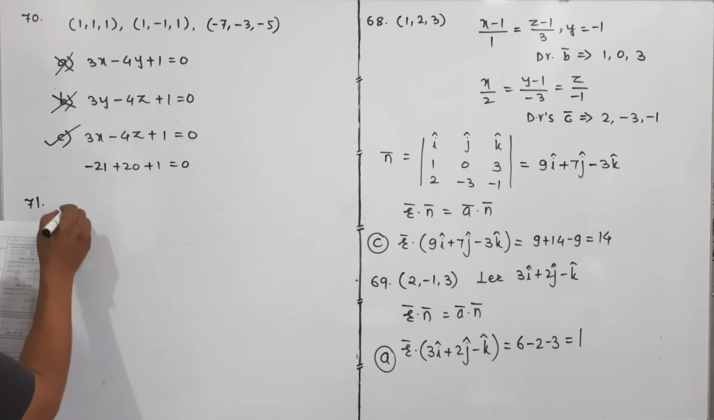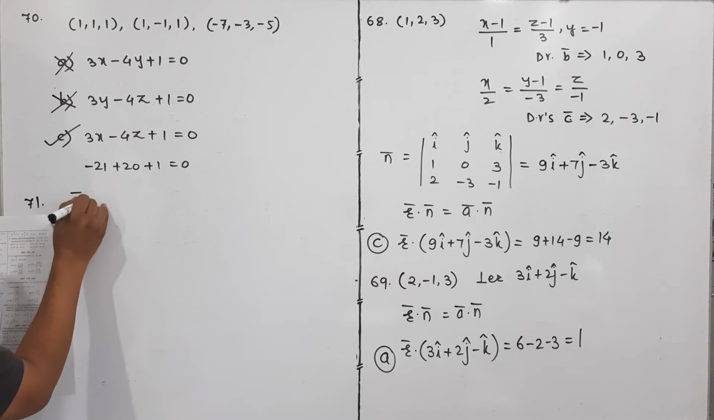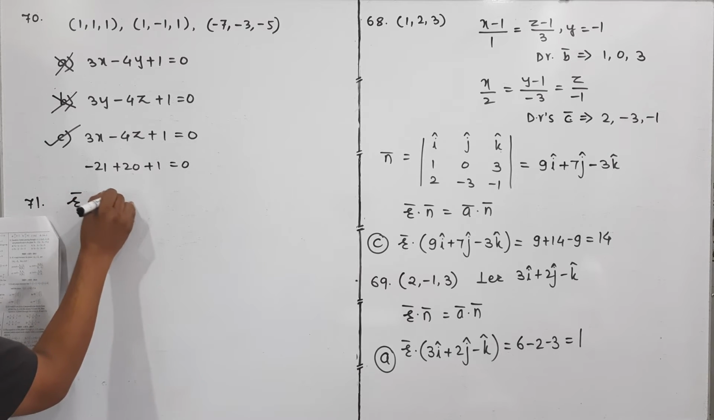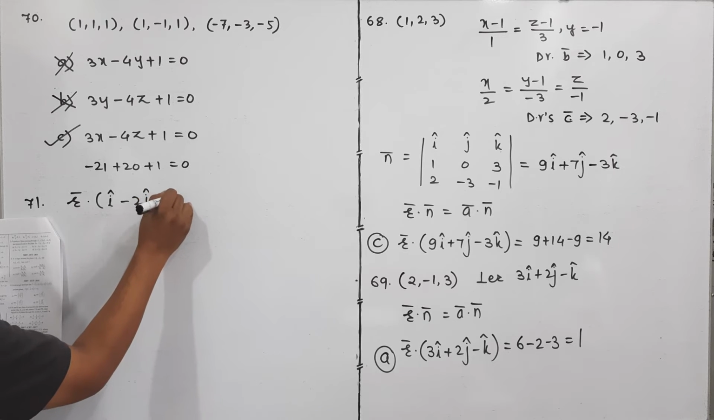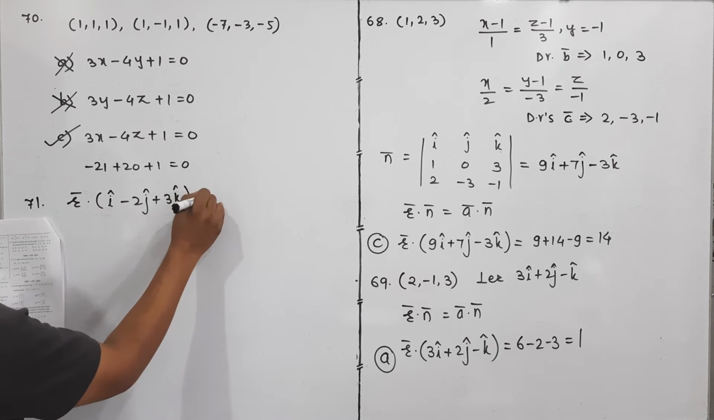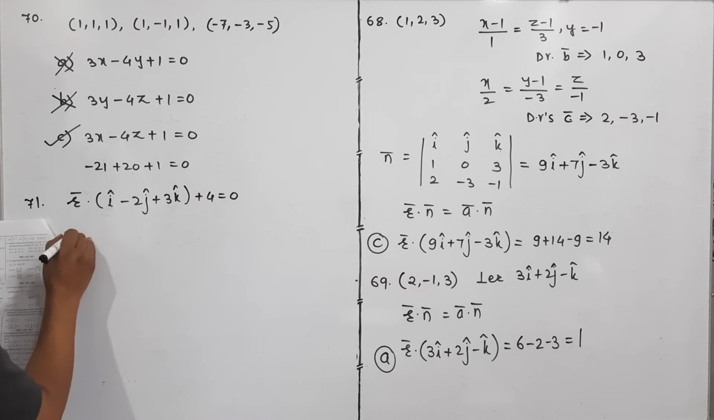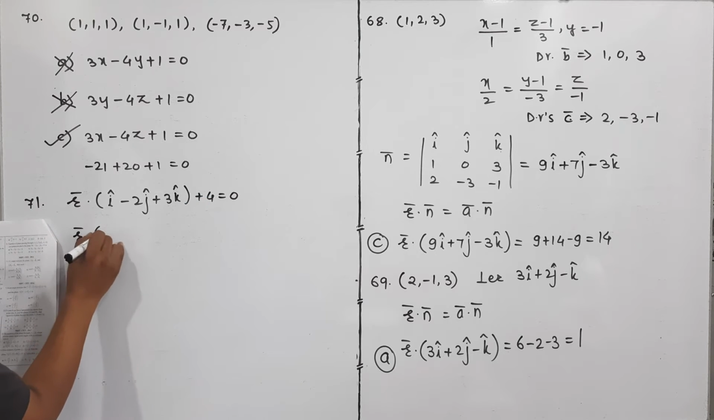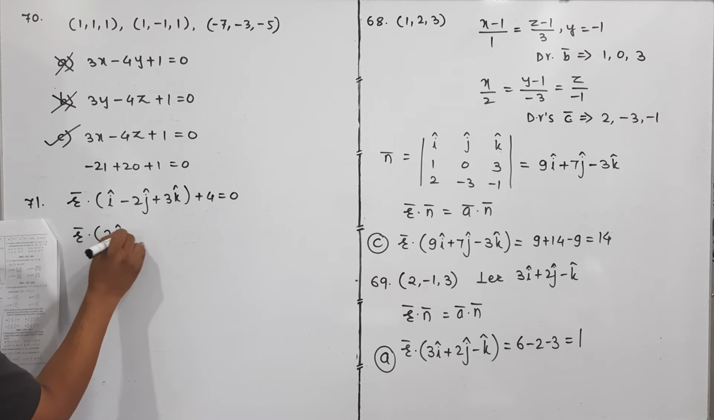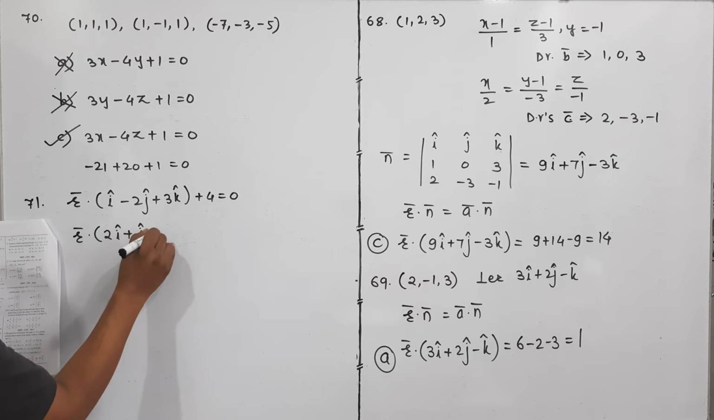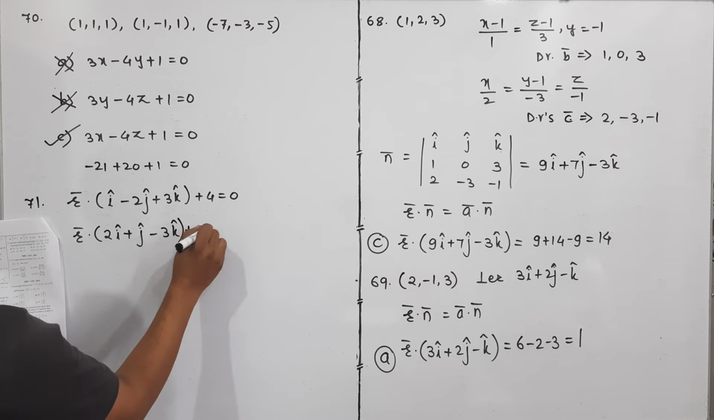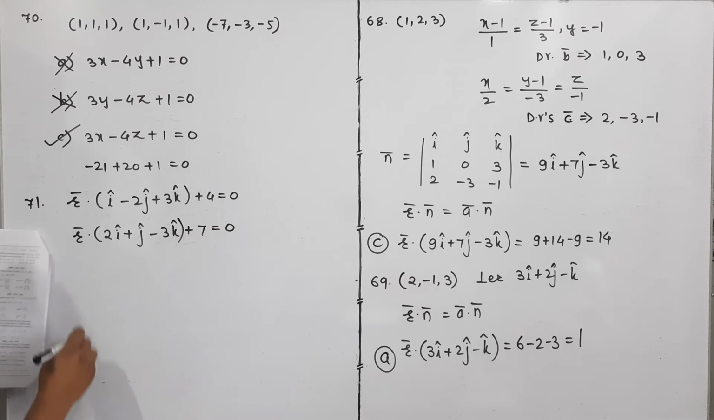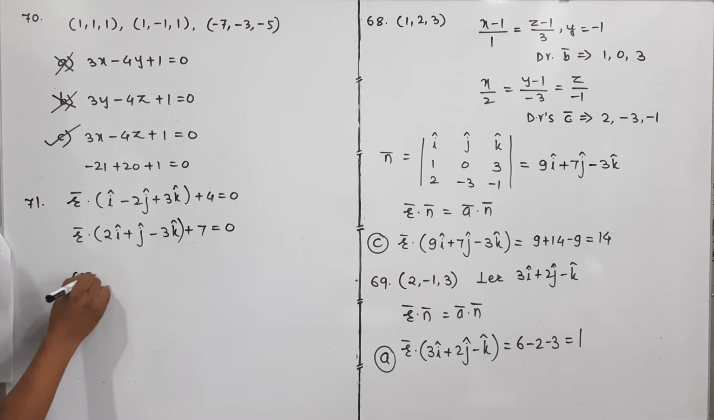एंगल बिटवीन द प्लेन्स r वेक्टर डॉट i कैप -2j कैप + 3k कैप + 4 = 0 and r वेक्टर डॉट 2i कैप + j कैप -3k कैप + 7 = 0. cos थीटा का फॉर्मूला यूज करना है.